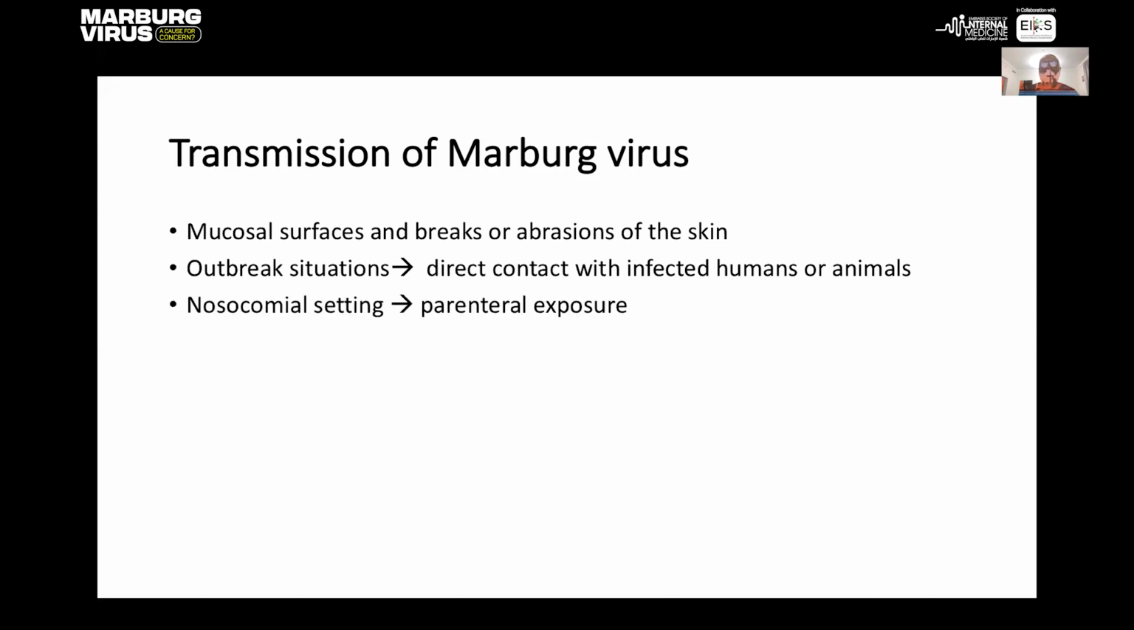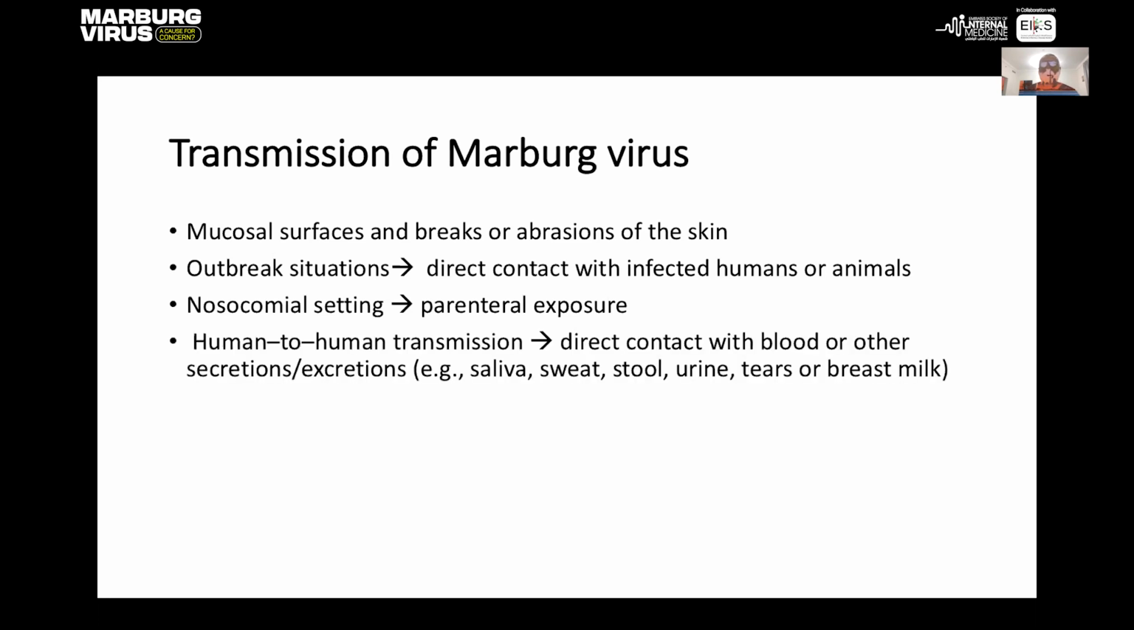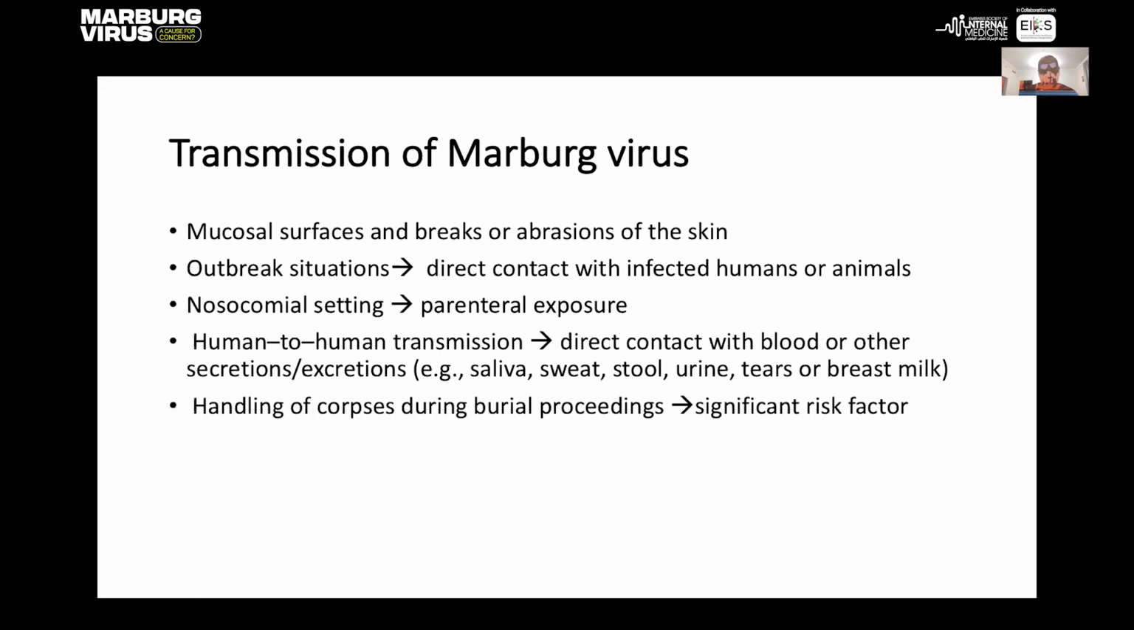In the nosocomial setting as well, there are a lot of healthcare workers who get parenterally exposed, either in the lab while handling the sample or while taking the sample, and taking care of these kind of patients. Human-to-human transmission is seen with direct contact with blood or other secretions. Now, it's important to understand even saliva, sweat, stool, urine, tears, or breast milk, all of these contain this virus, and therefore strict adherence to infection control measures is appropriate, which will be dealt with in the upcoming lectures.